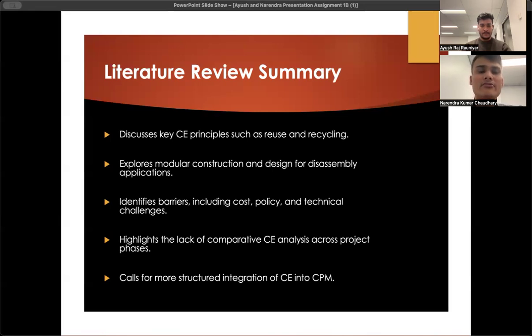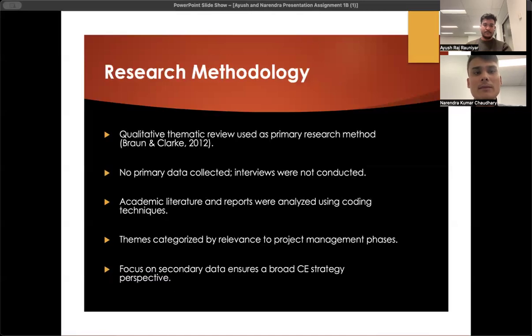And talking about the next slide, research methodology. In the research methodology, this study employs qualitative and quantitative research.